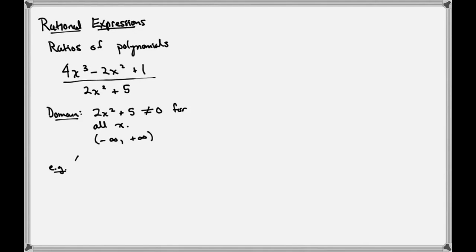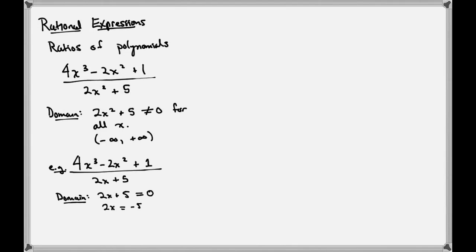Compare that with something maybe like same numerator, but now make the denominator linear, 2x plus 5. Now we have the potential to be dividing by 0. If I look at 2x plus 5 and ask where it is 0 so I can rule those values out, I find that x is equal to minus 5 halves, and so I should exclude that value from the domain. So the domain is all real numbers x not equal to minus 5 halves.